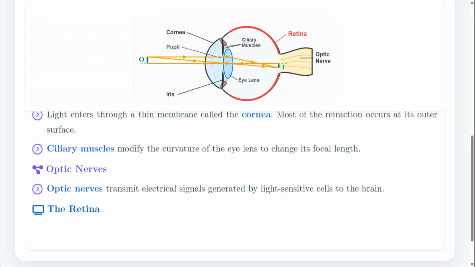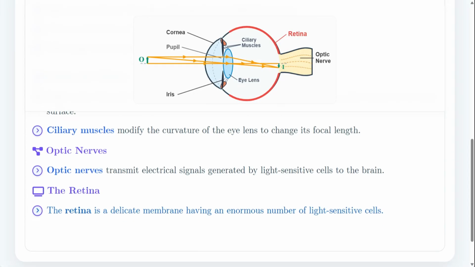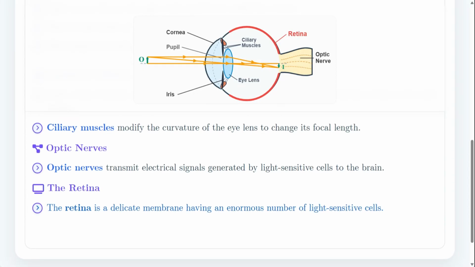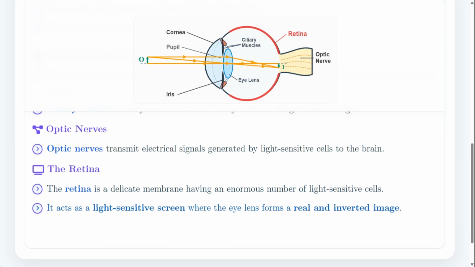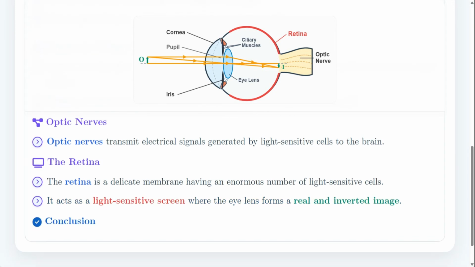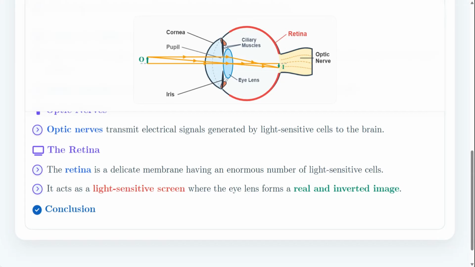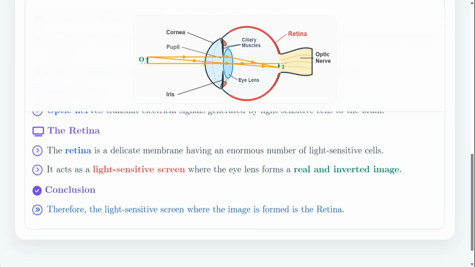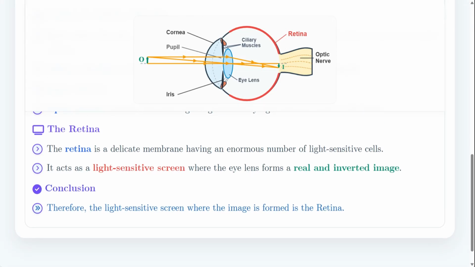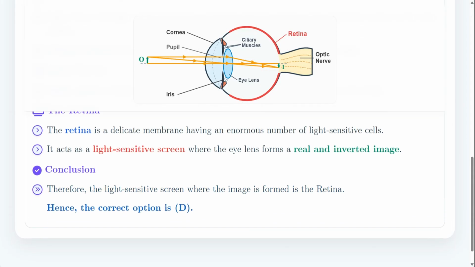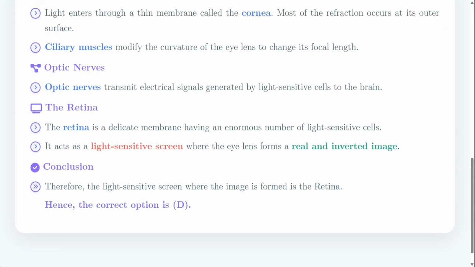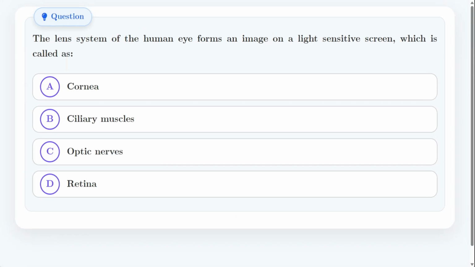Now, let's talk about the retina. The retina is a delicate membrane having an enormous number of light-sensitive cells. It acts exactly as a light-sensitive screen where the eye lens forms a real and inverted image. So, what is our final conclusion? The light-sensitive screen where the image is formed is indeed the retina. Hence, the correct option is D. Let's mark the correct answer, which is option D.